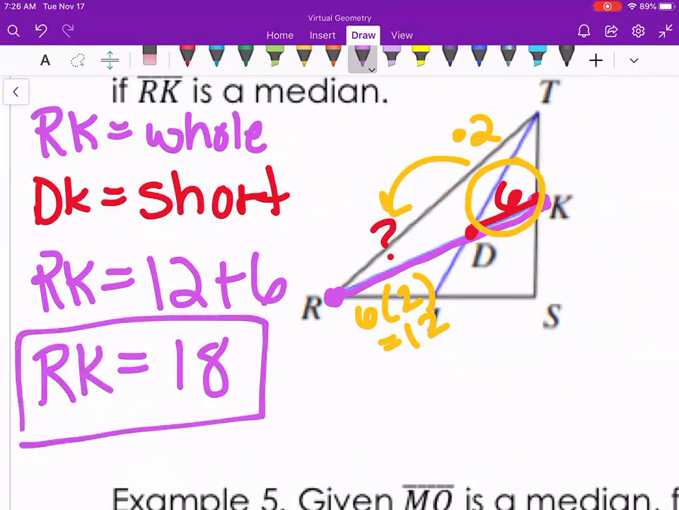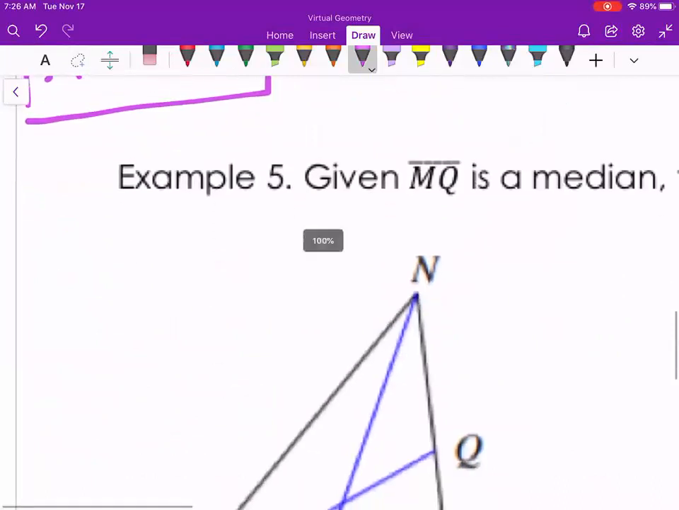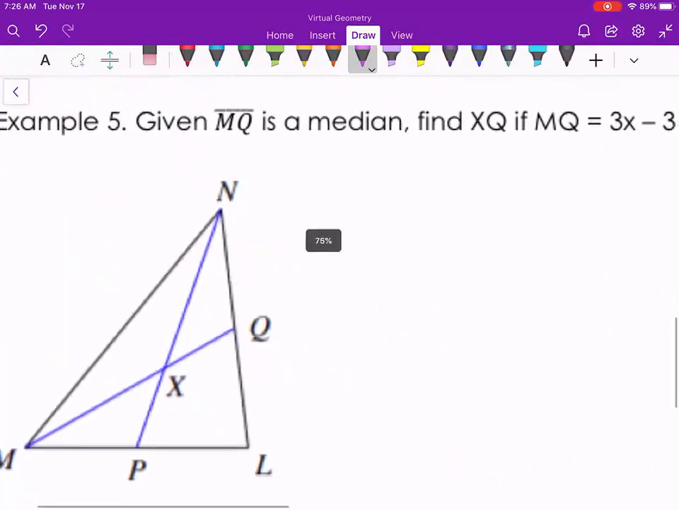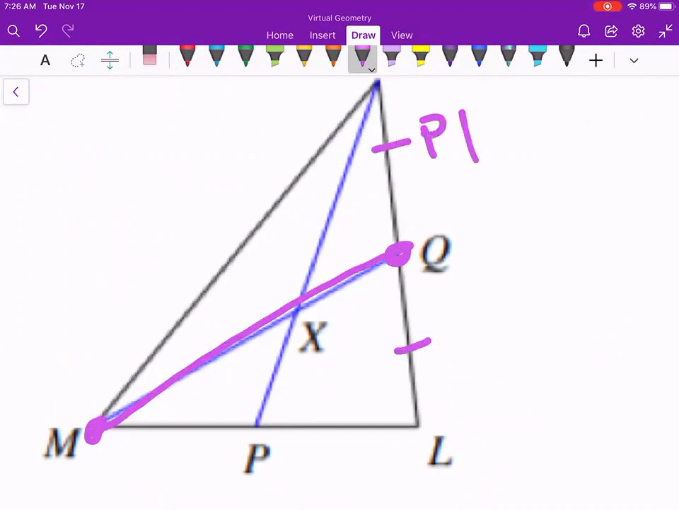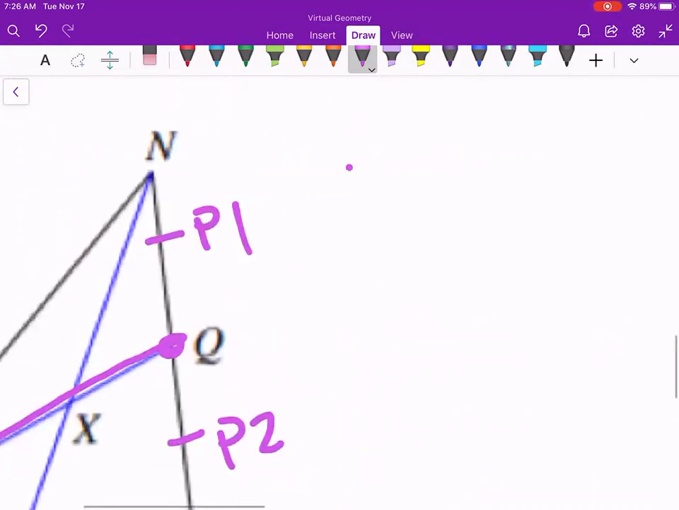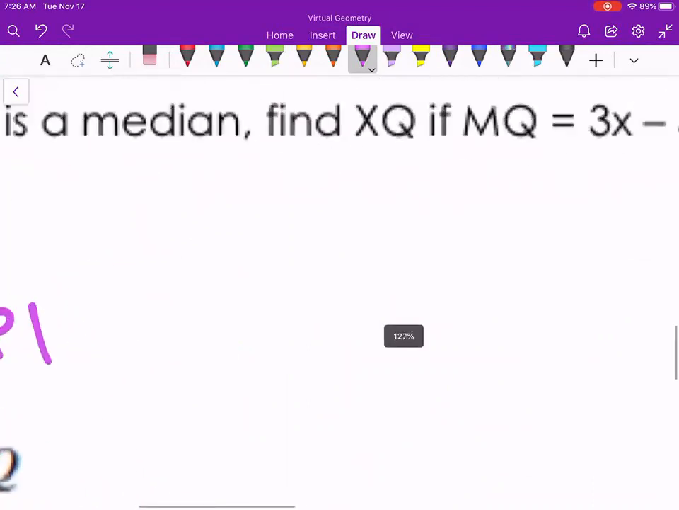Okay, so again, I needed to get the short piece in order to add the two up. And again, the longer piece is 2 times whatever's going on at the short part. Let's see what happens when we bring in some algebra. Okay, example 5. Given MQ is a median. So that means M to Q is a median and either side of Q is equal. So if I was to label these part 1, part 2, if I need them. Find XQ.